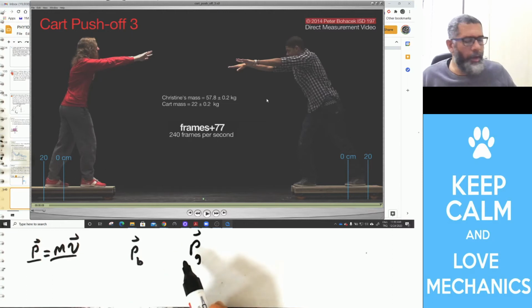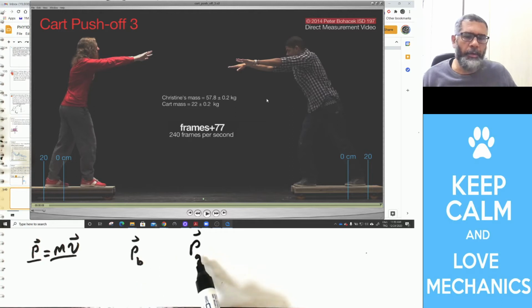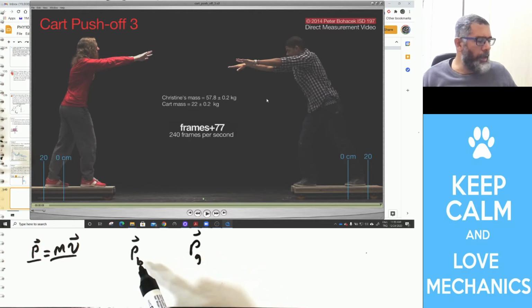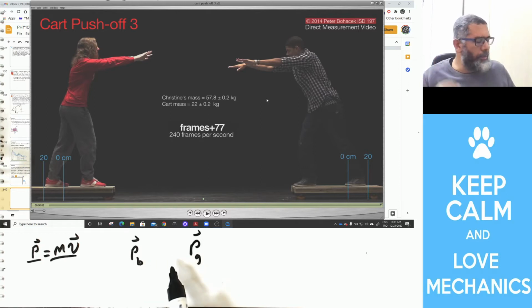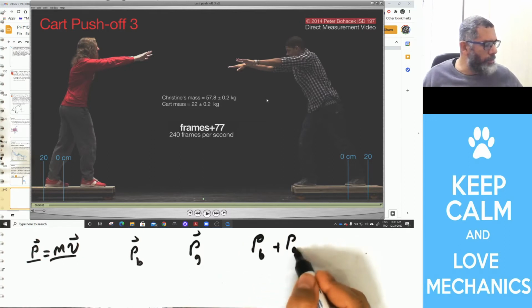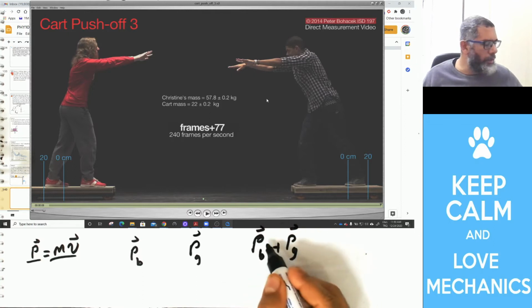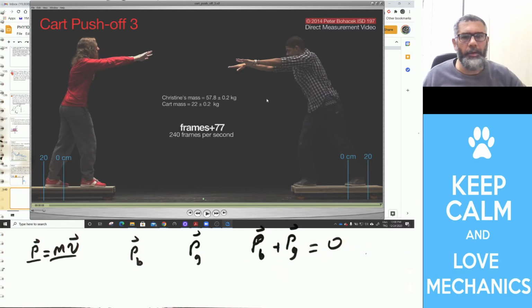As I said, the boy has its own momentum, the girl has its own momentum, and they initially have zero momentum. During all these frames in the video, they interact with each other and change their velocities, and obviously their momentums will change. But I say that even as they are changing, the sum of their momentums, boy and girl, is going to be zero. I claim this, okay?